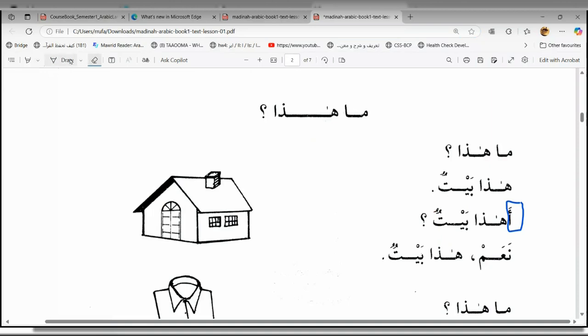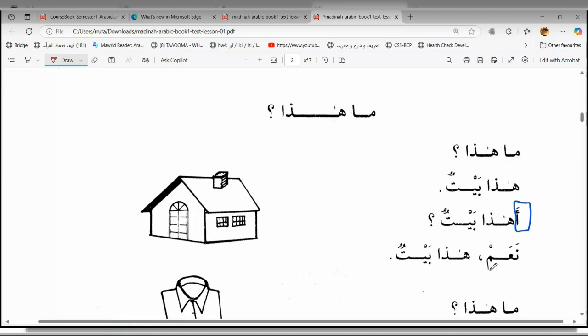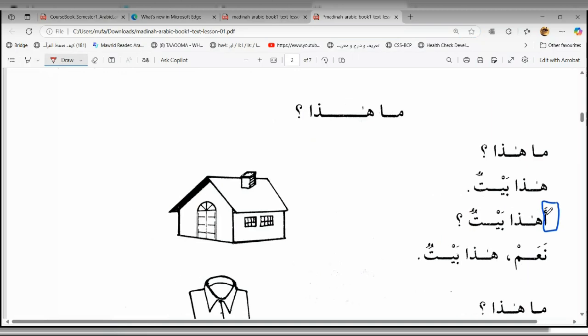Okay. All right. Let's move on. Now, there's a second way to do this. We can use "hal". So we could have said, "hal hada bait?" Is this a house? It would mean the same thing.